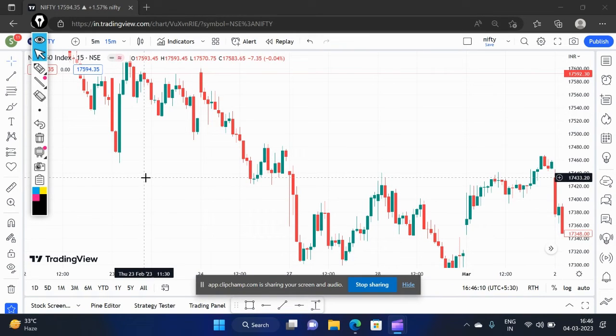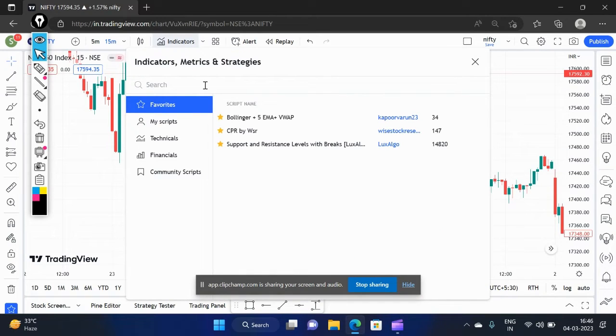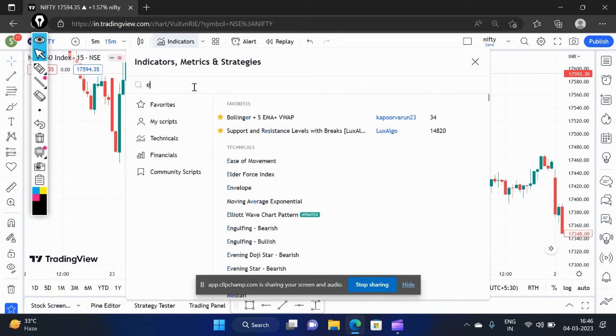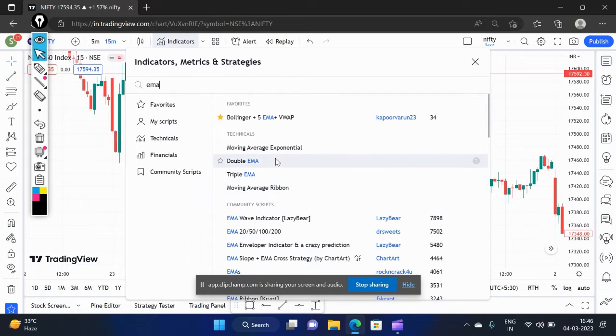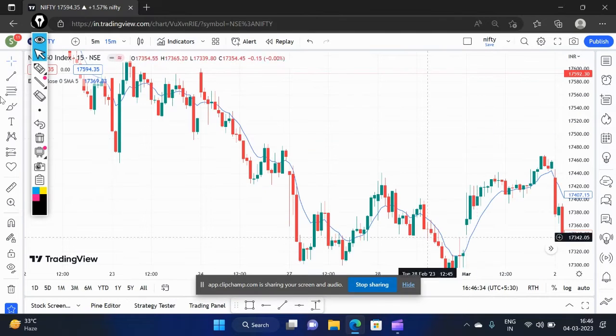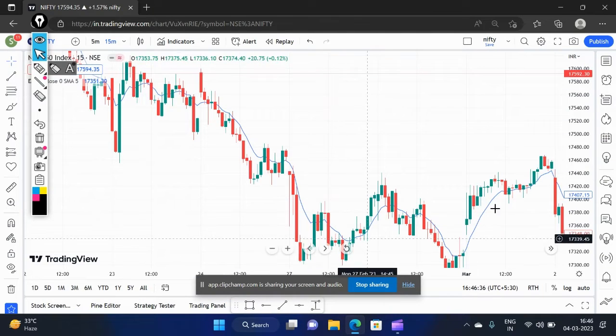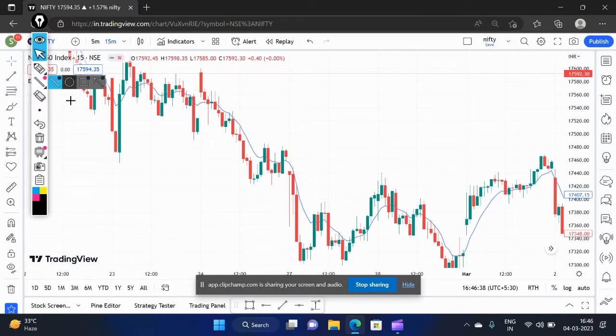Now here is your Nifty chart. To start off, let's go into the indicator section and type in EMA, that is your exponential moving average. You can just choose the first one that appears on the screen. Now close this. Here you see this is plotted. Now you need to change the settings on this.